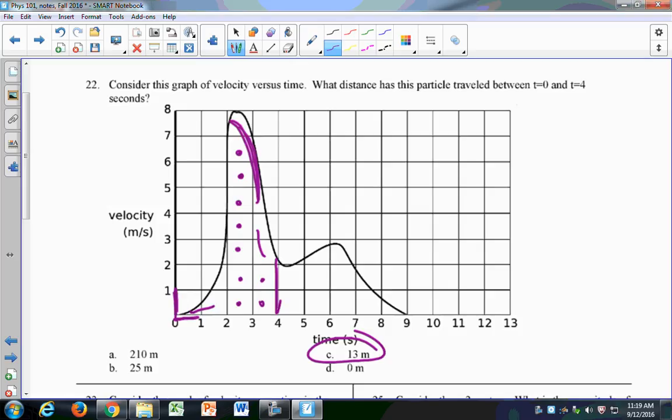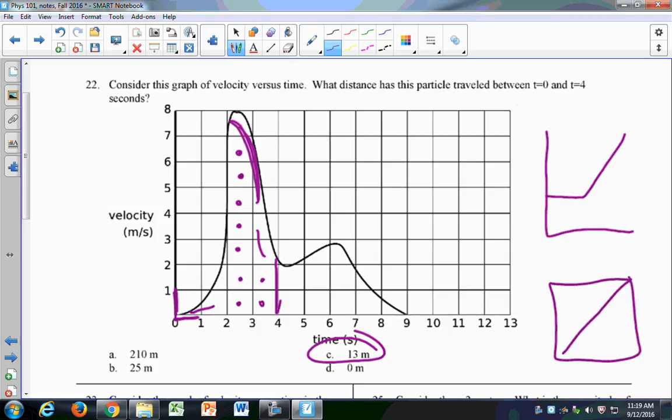Just make sure you remember, because if you look back at some of the old tests, sometimes you have graphs that have triangles in them. Just remember your area of a triangle. What is the area of a triangle? 1/2 base times height. I always like to think of a square. This is my base. This is my height. This is half of that. So it's 1/2 base times height. If you have a rectangular shape, it's base times height.